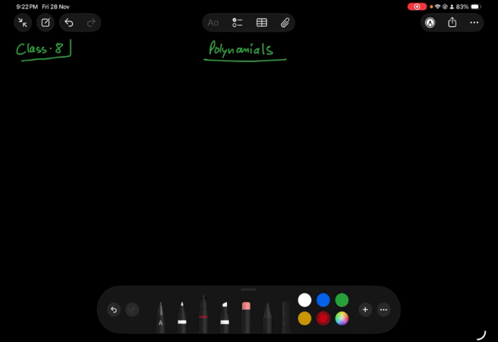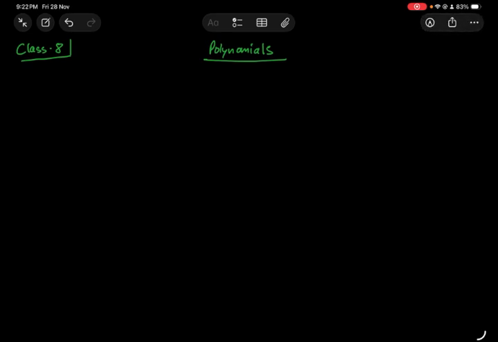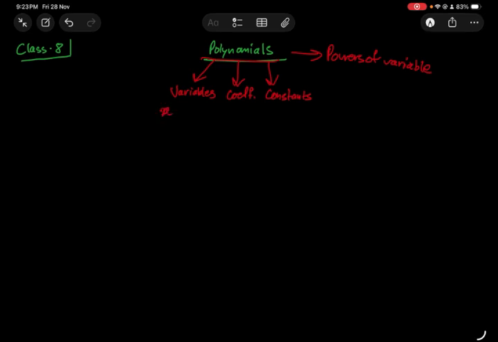First, before we start, what are polynomials? Polynomials are simple expressions with variables, coefficients, constants, and lastly, the powers of the variable. Now, variables can include x or y or z. Coefficients.